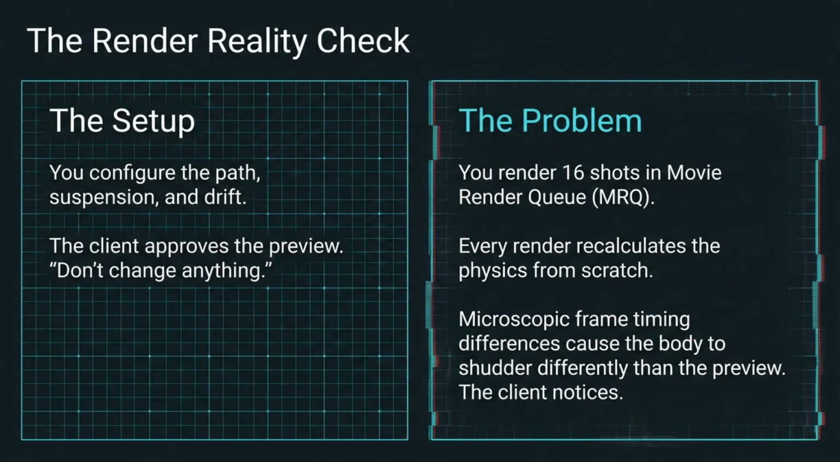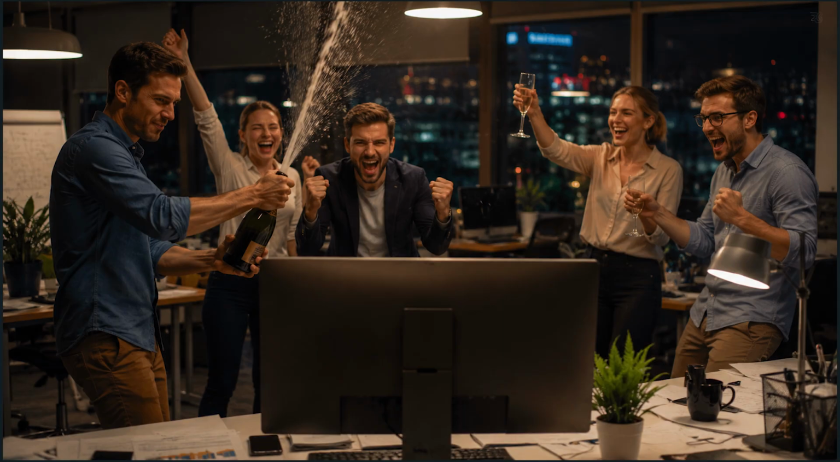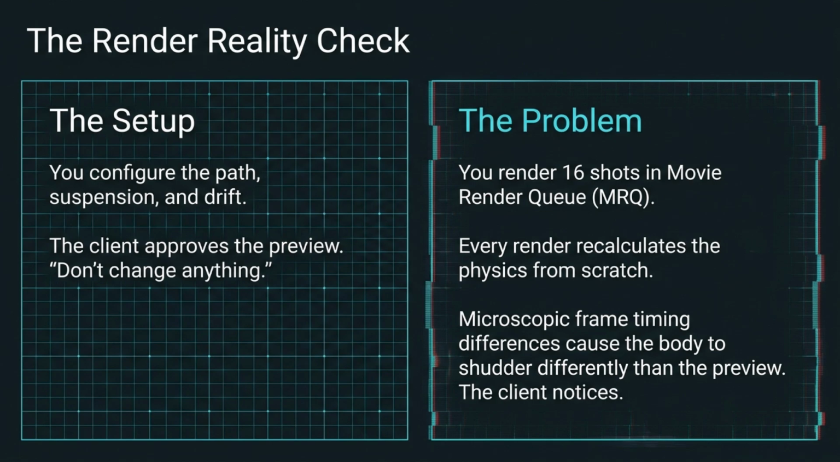A real-life scenario. You're working on a commercial animation. You set up the path, suspension, drift, everything. You show it to the client and the client says, yeah, this is it, I like this. The suspension reacts great, don't change anything. Anything. Okay, but the camera still won't record itself.